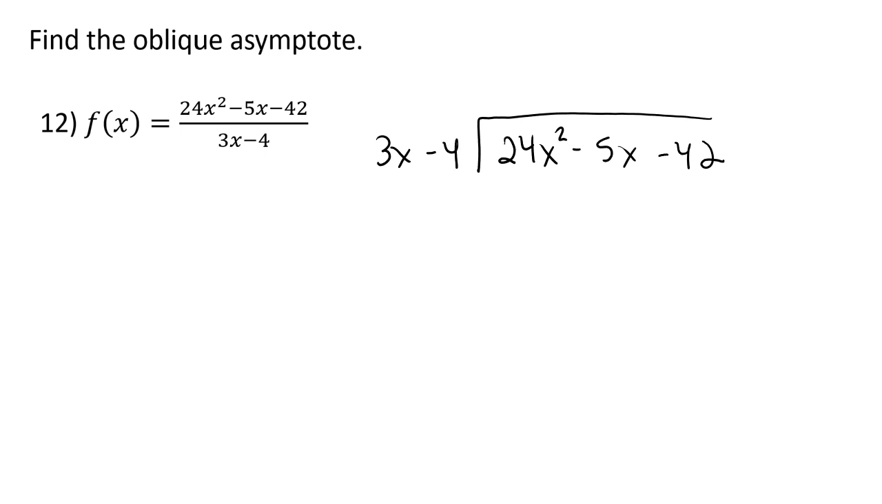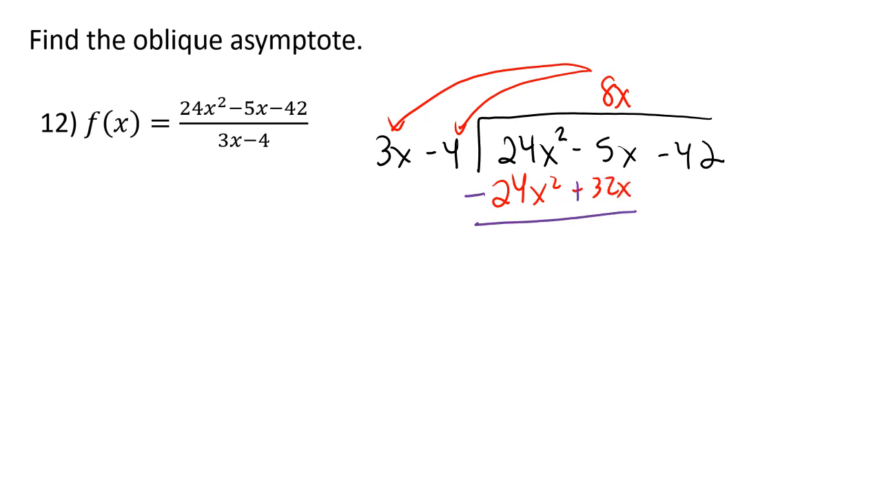All right, so we're asking the question, 3x times what would give us 24x squared? 8x. So 8x times 3x is 24x squared. 8x times negative 4 is negative 32x. We're going to draw our line, switch the signs. The first terms are going to cancel out.